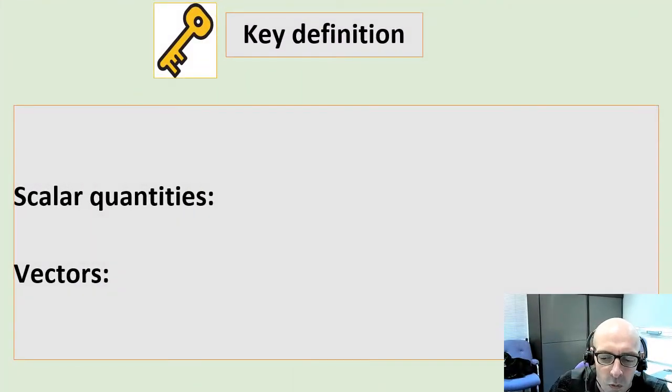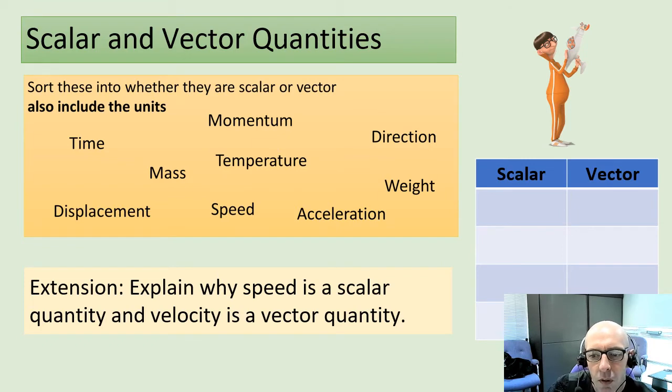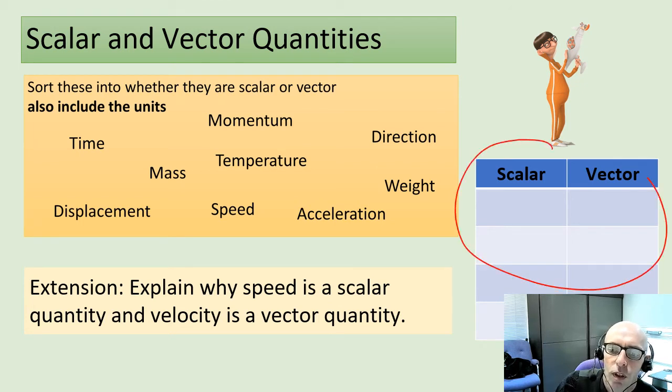Okay, we've just done that. We've written a definition. So scalar quantities have a size and vector quantities have a size and a direction. Okay, so with scalar and vector quantities, first of all, draw your table out. Here's your table over here. Draw your table out, and then we'll go through the answers. So pause, draw your table out, see which ones you can put in. If you're unsure, maybe do it in pencil, and then we'll move on.